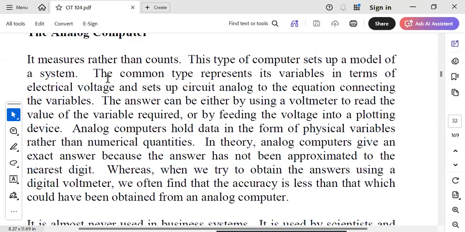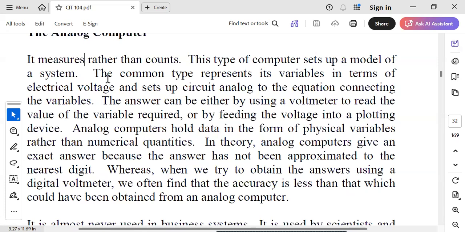For digital computers, we know that they convert everything to binary form. That is understandable. But this is your own. What is the main point there? Yes, we know that it measures rather than counts. That is the main point. Well, can you explain a bit based on the explanation given in the paragraph development?